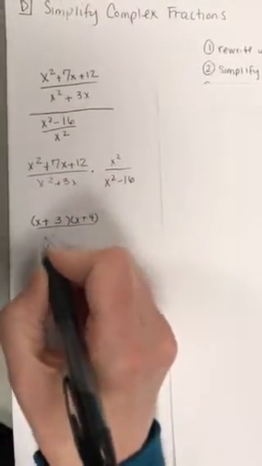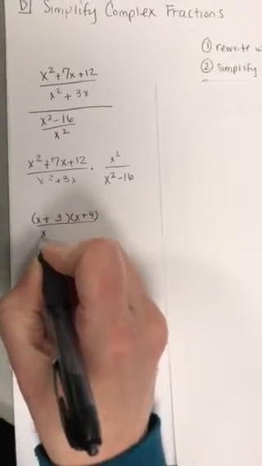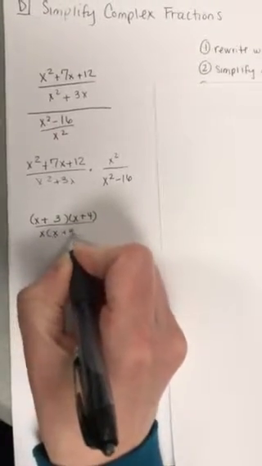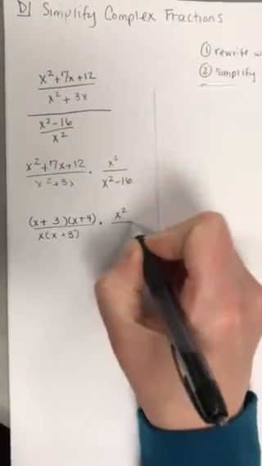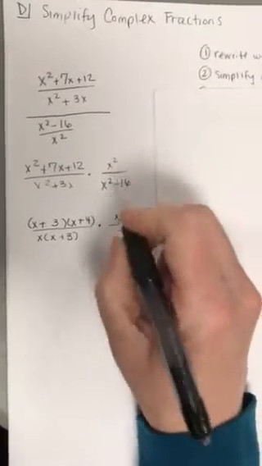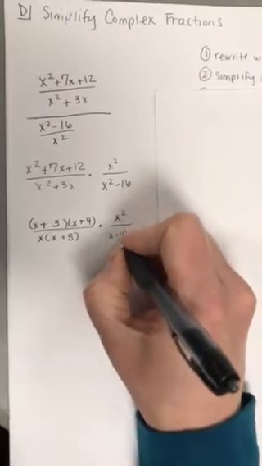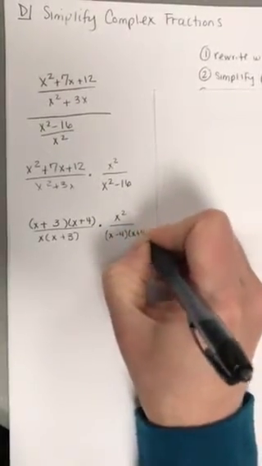Then I'm going to take out the greatest common factor in the denominator, which is x, which leaves me x plus 3. And on the other side, I have x squared over, this is a difference of squares, so I can rewrite that as x minus 4, x plus 4.